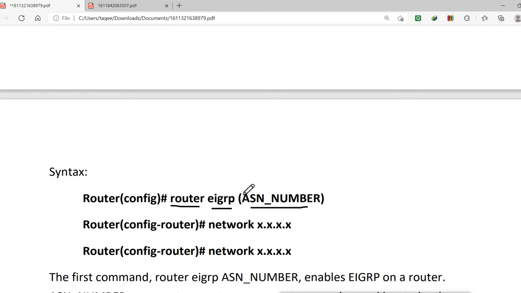So in a single routing domain, in a single autonomous system, we have to make sure that all the routers are configured with the same autonomous number. If we configure a different autonomous number, then they will not communicate, and they will not create the neighborship. After that we mention the network command, and then the networks one by one. EIGRP also has an option to use wildcard bits, but that is optional. If you want, you give it. If you don't want, you can skip that.